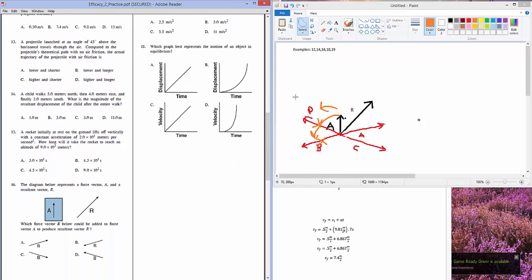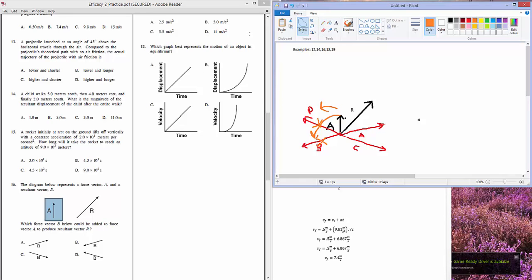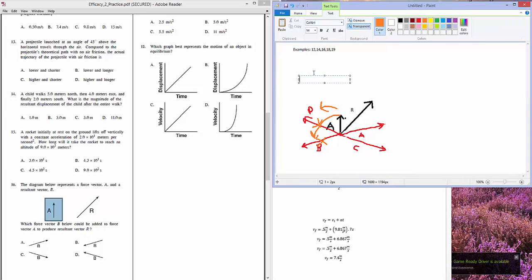18. Questions 18 and 19 don't really require me to do any messing around. I'll just explain them verbally. Basically, you have to be able to recognize the motion of an object in equilibrium, and the key word is equilibrium. It means that it's moving at constant speed. That's a huge concept in physics.